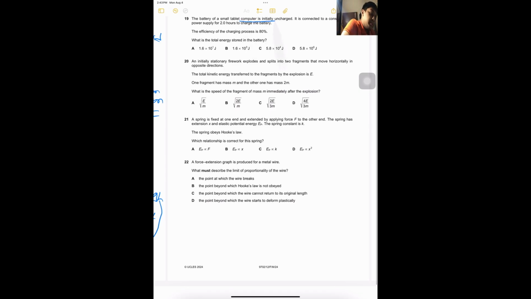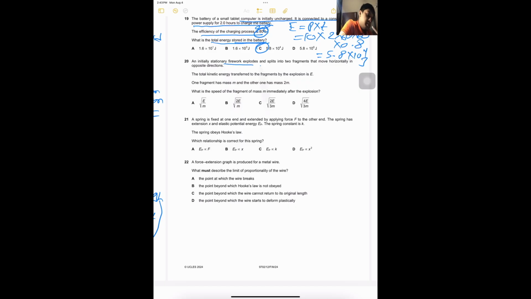The battery of a small tablet computer is initially uncharged. It's connected to a constant 10 watt power supply for 2 hours to charge the battery. The efficiency is 0.8. What is the total energy stored? So energy equals power into time. Power is 10 and time is 2 into 60, which is in minutes, and then the seconds. This will also be multiplied by 0.8 because of the efficiency, and this should give you the total energy. 2 into 3600 into 0.8 is 5.8 into 10 to the power 4 joules. Use your calculator. The answer should be C.